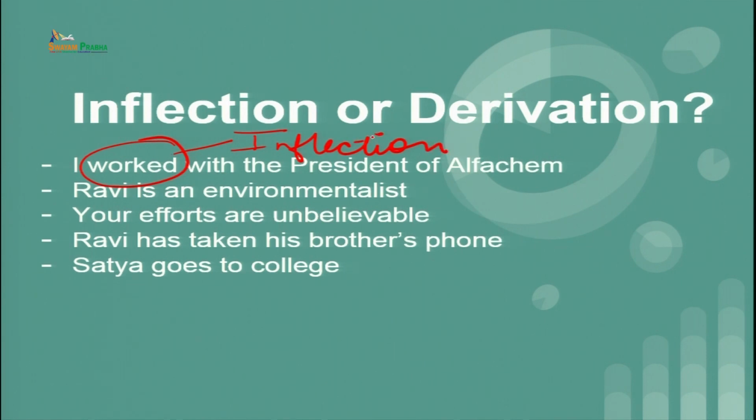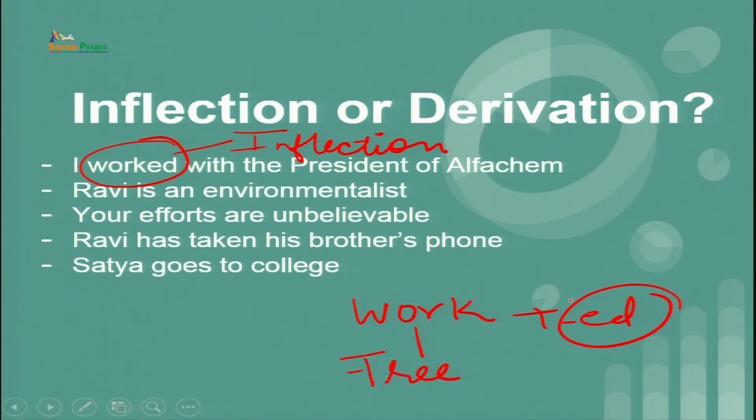Okay. How? Because it is composed of work plus ed. Work is the morpheme and it is a free morpheme. However, ed is a tense marker. Therefore, ed is required to get itself combined with work to make it worked. Therefore, it is the process of inflection because there is a grammatical change that is happening.